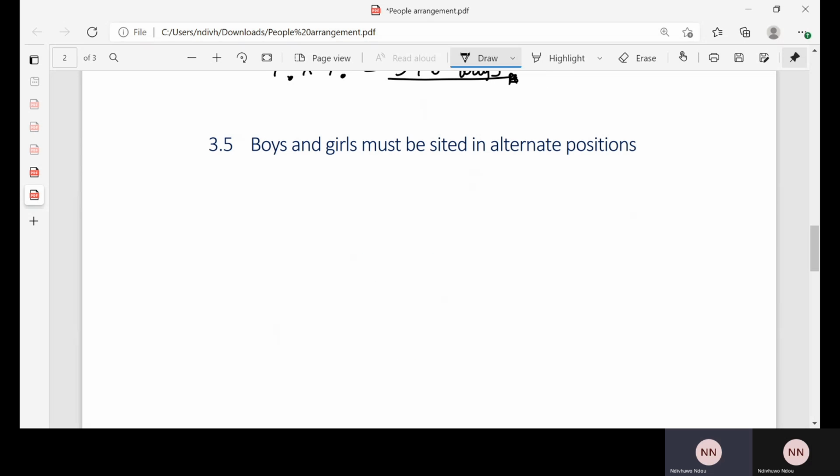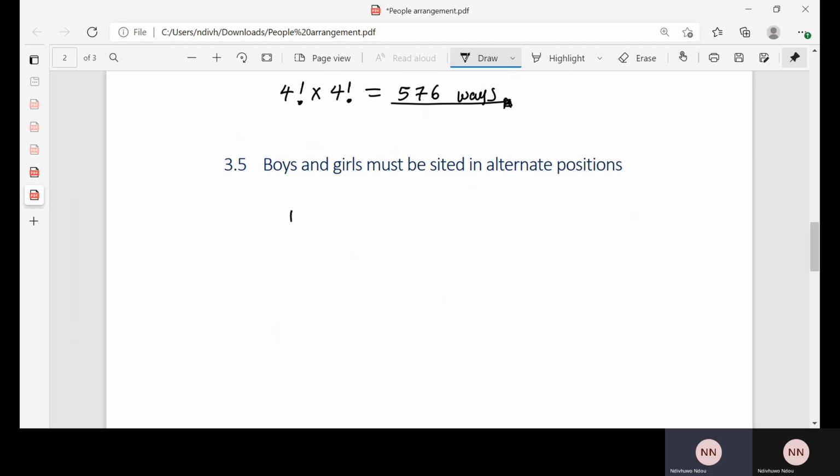If boys and girls must be seated in alternate positions, how many different arrangements can be made? Okay, what does it mean when we say boys and girls are to be seated in alternate position? What it means is that we can actually have a boy being seated in that position, followed by a girl, followed by a boy, followed by a girl, followed by a boy, like that.